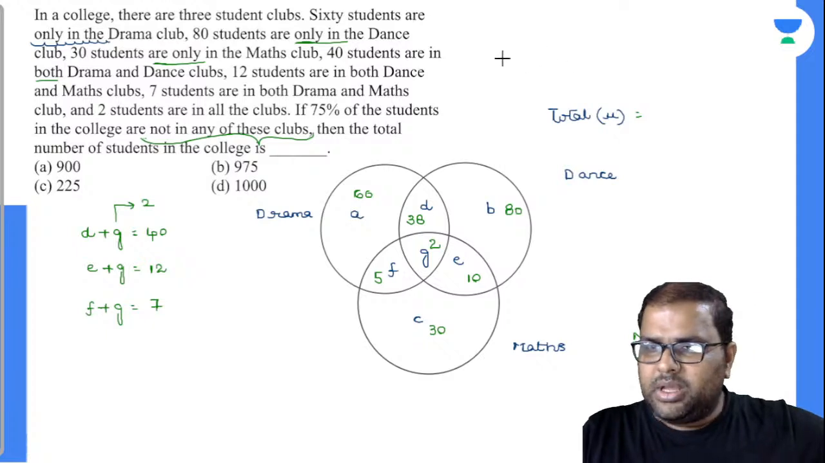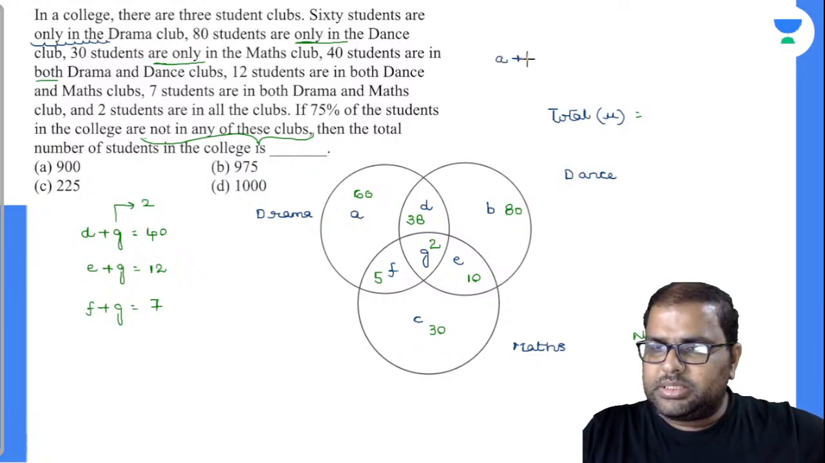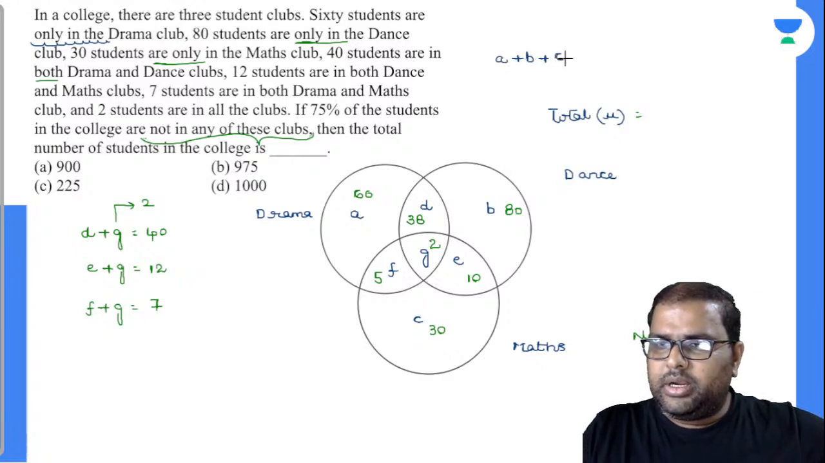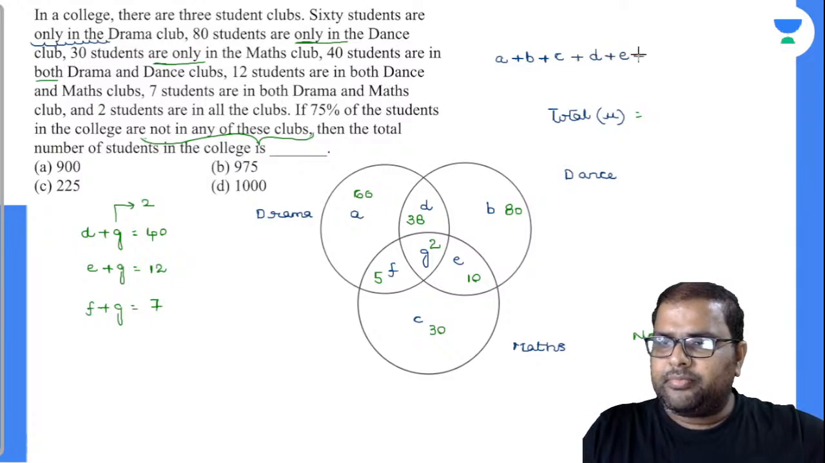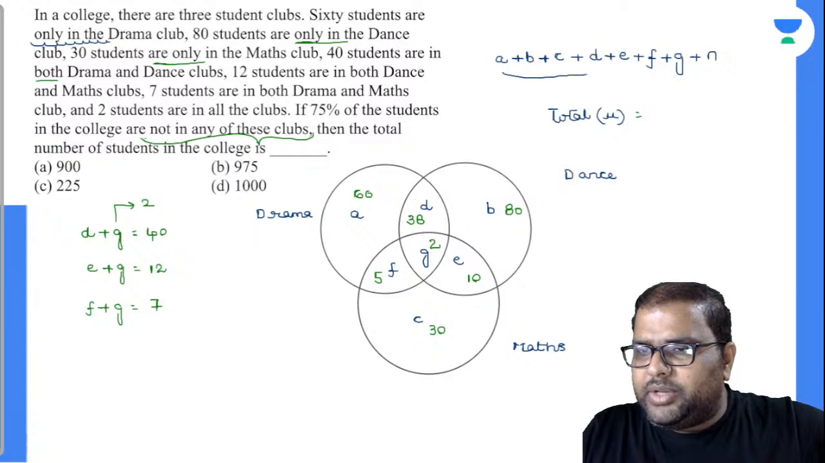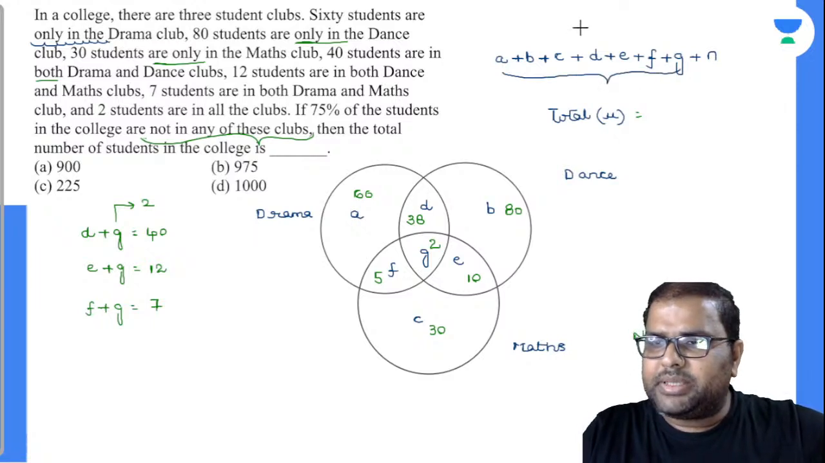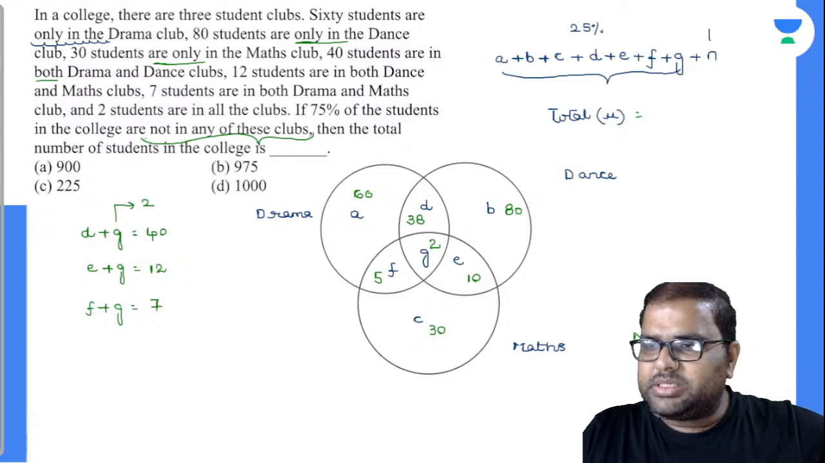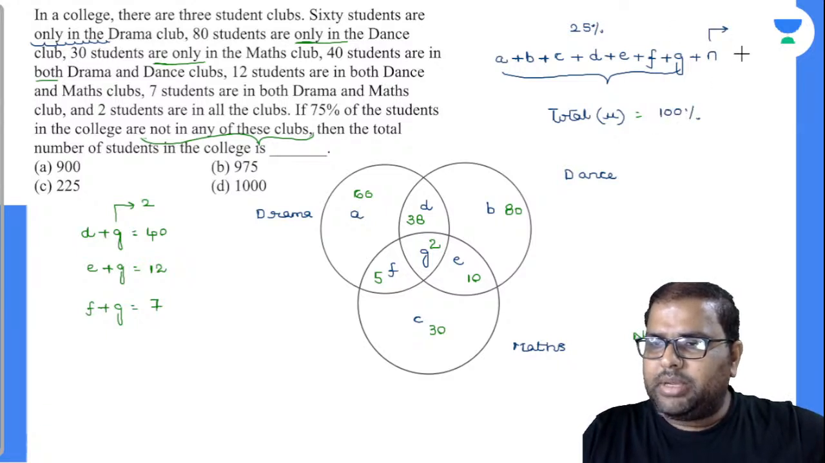So total represents, I'll write down all the values there. Total represents A plus B plus C plus D plus E plus F plus G plus N, which is equal to total. I know all these values sum represents 25% and N represents 75%, which total has to become 100%. I hope I am clear there. I can do it very easily.